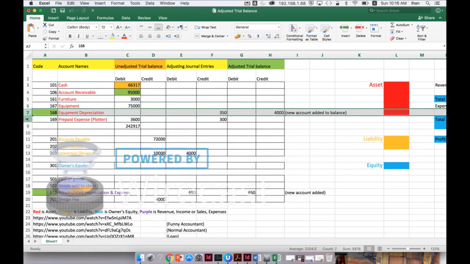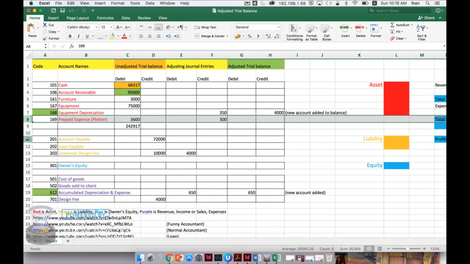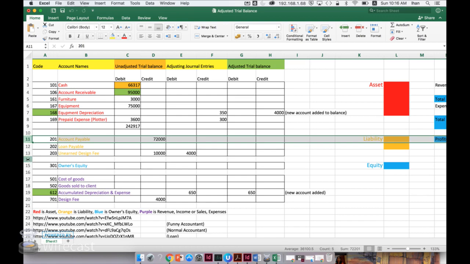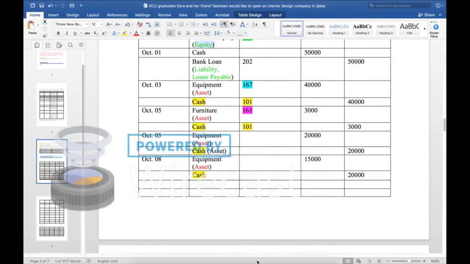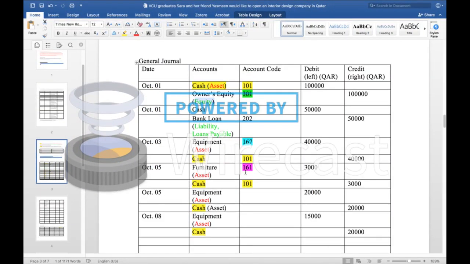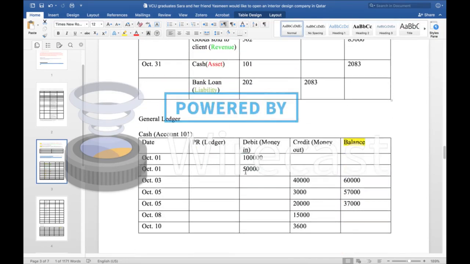If you're doing your ledger, then you're moving on to 169, 201, 202, 203, 301, and 501, 502, 701. So once you've done your ledger, you should have all of this, except for 168 and 612. So you have all of them in your transactions, in the journal, as well as in the ledger.